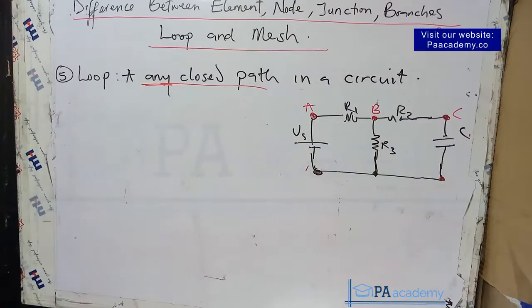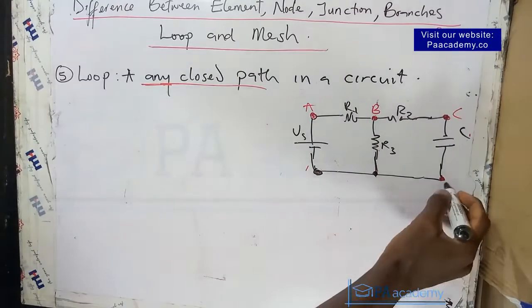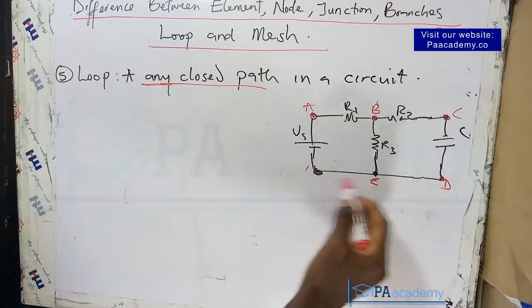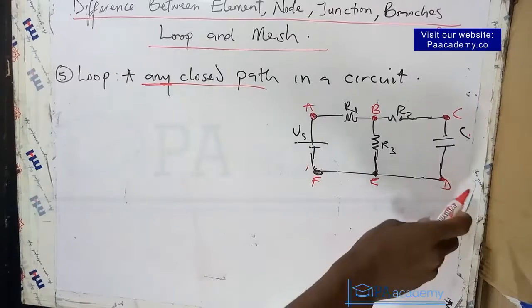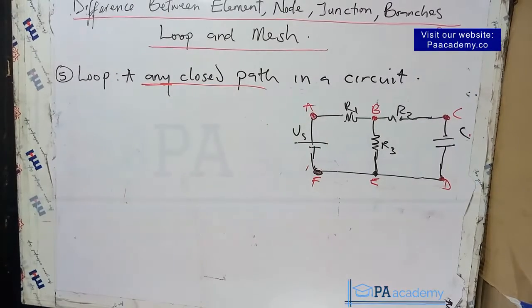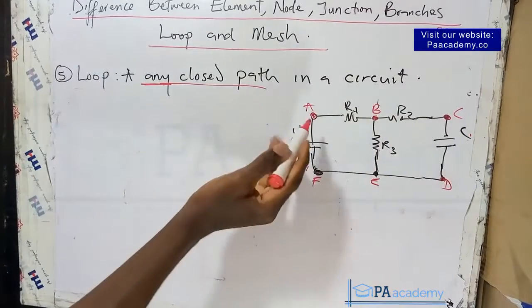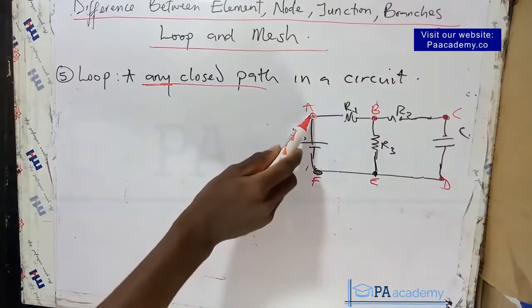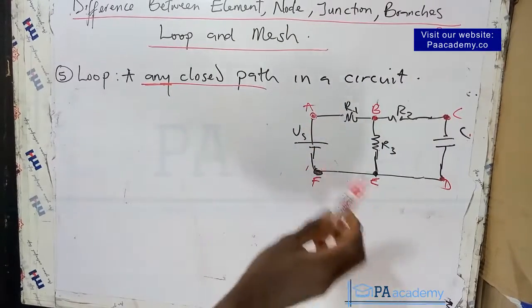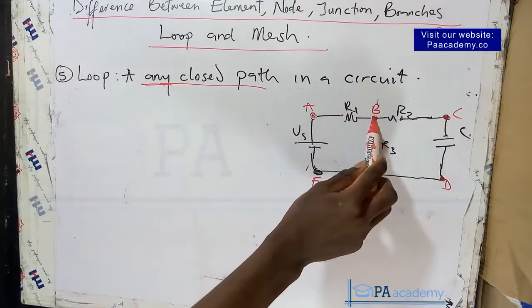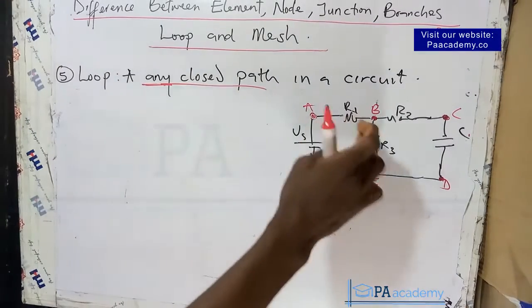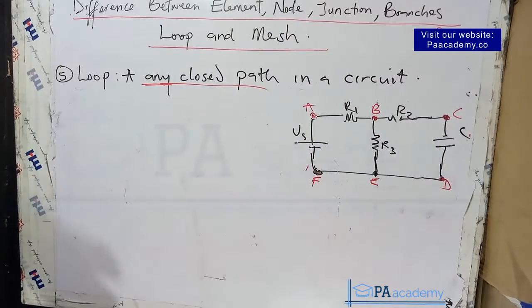Now look at this. For explanation purposes, let me call this point D, let me call this E and then F. Let's just separate it like that. Remember earlier I picked it together as a single node, but let's separate it so I can explain this loop properly for you. If you start from this point A, which is a node, it says it's any closed path in a circuit. If I decide to move clockwise from A to B, from B to E, from E to F, back to A, that makes A, B, E, F a loop. I hope that is clear.